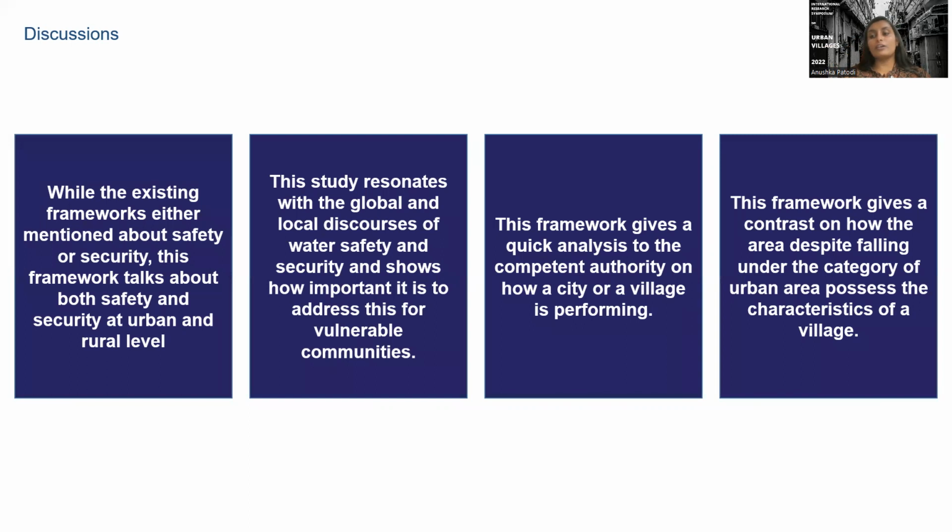And this framework gives a contrast on how an area, despite falling under the category of urban area, possesses the characteristics of a village. The project can further be developed on the aspects of disaster resilience, how to secure water during times of emergencies, and what are the mitigation, adaptation, and prevention strategies that are to be followed. This project holistically addresses the goal of achieving target 6 of the SDGs, since the timeline of the action plan also resonates with the target year of the SDGs, that is 2030, which is about providing safe and sustainable water to all.